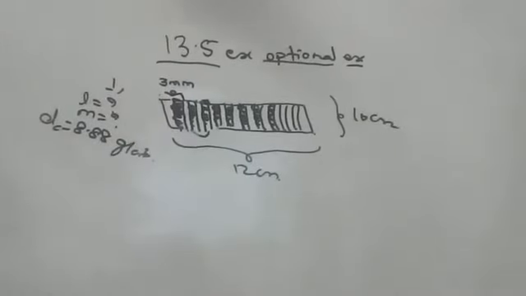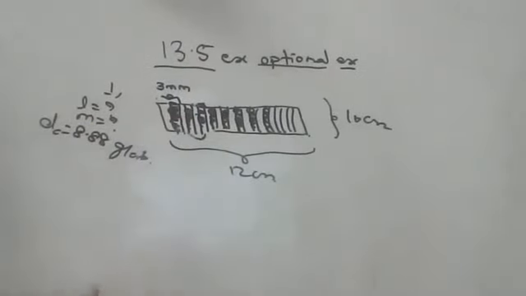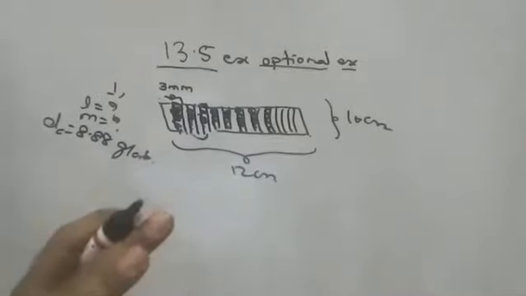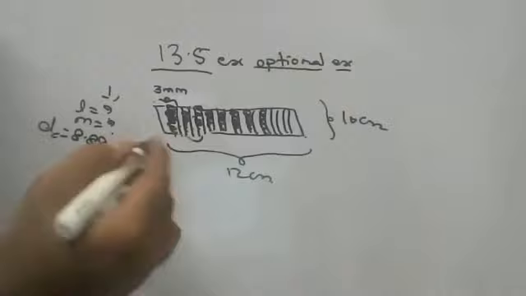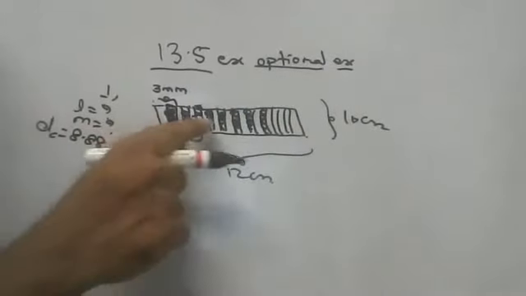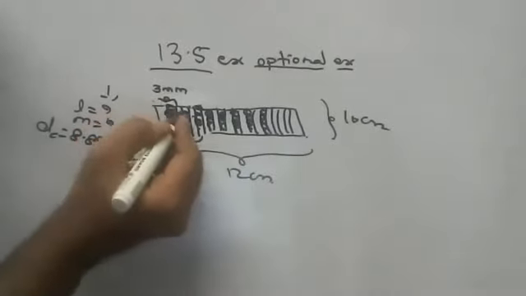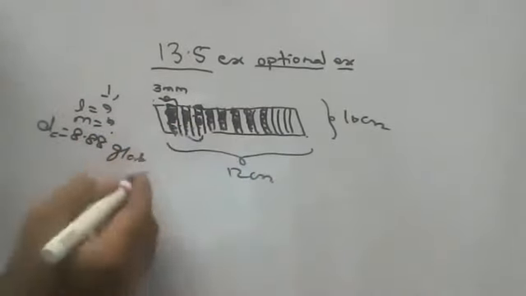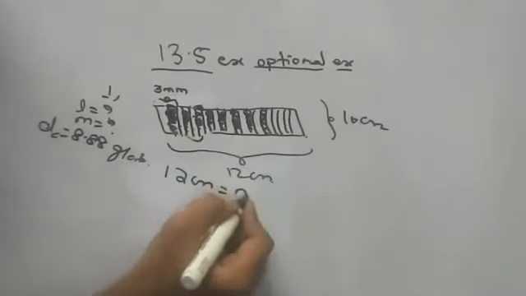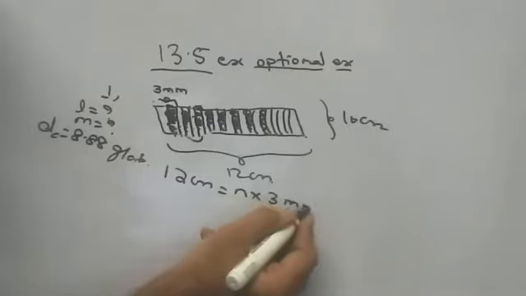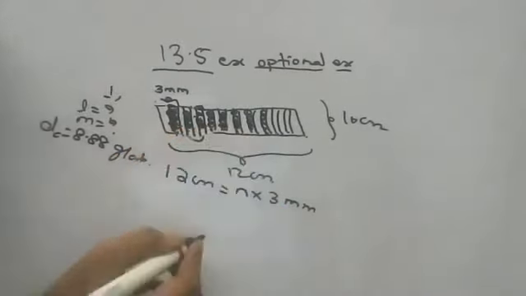The question is, what is the length of this wire which is wound around it, and what is the mass? Children, see, there is no gap here. After winding you can see only the wire, not the gaps. In this 12 centimeters length, how many 3 mm are there? You should find that out first. How many 3 mm coils are there?